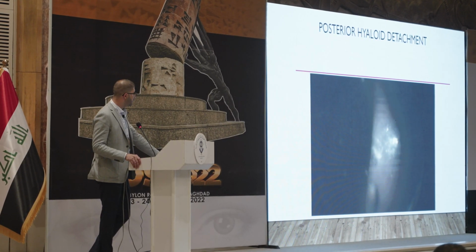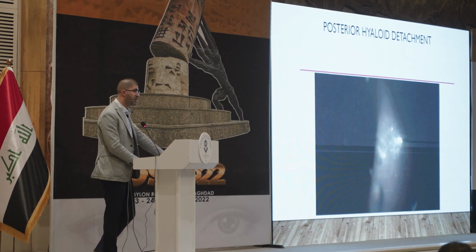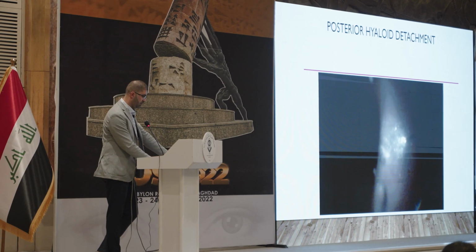The next step is posterior hyaloid detachment. Now we are inducing posterior hyaloid detachment. It is a very easy one, but as we all know, in endophthalmitis cases, sometimes it could be impossible. At that time, you don't have to force it. You can leave it. After posterior hyaloid, the next step is vitreous base shaving.